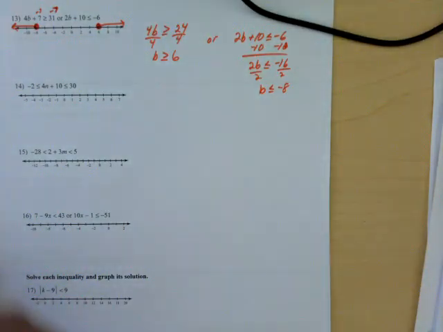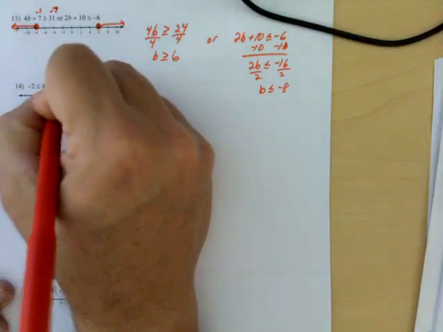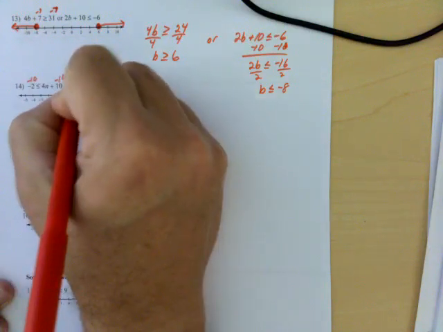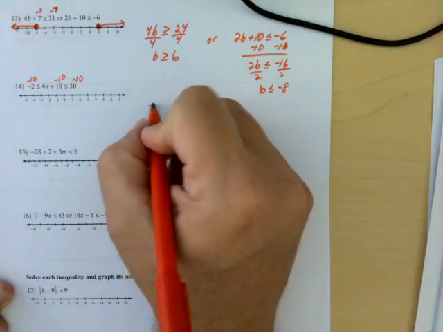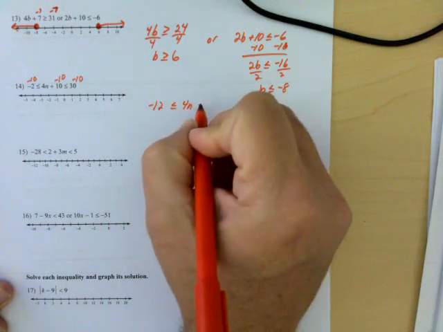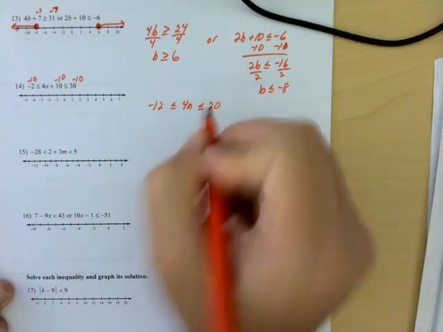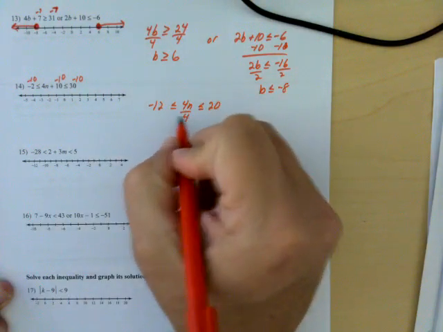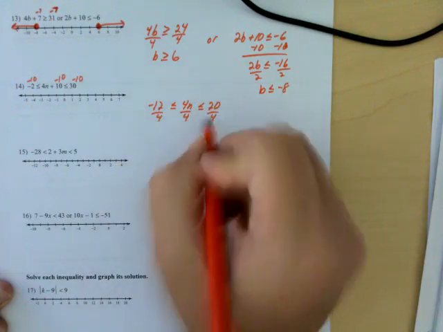Okay, 14, we're back to an AND statement where we're going to get the n all by itself. So we have -12 is less than or equal to 4n, which is less than or equal to 20. Okay, we're going to divide every part by 4.